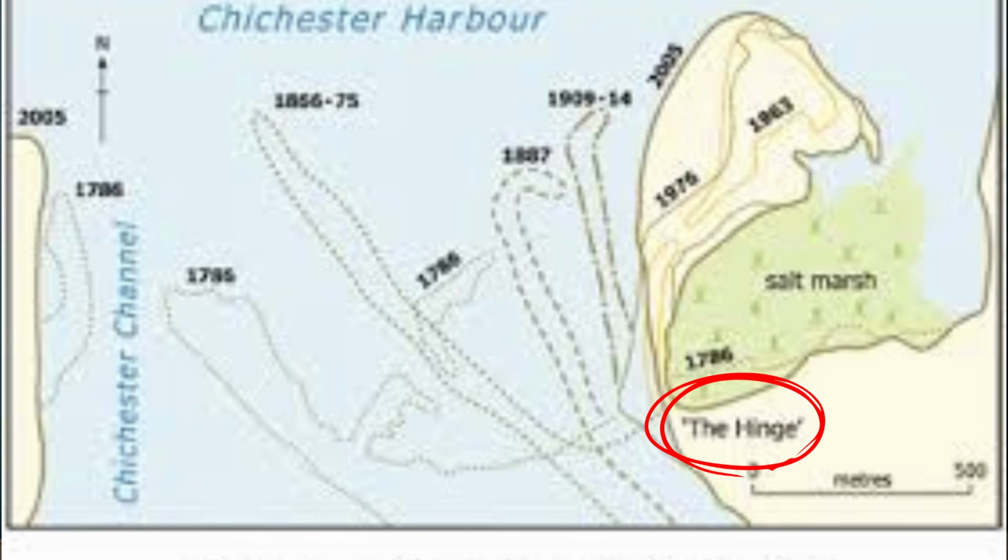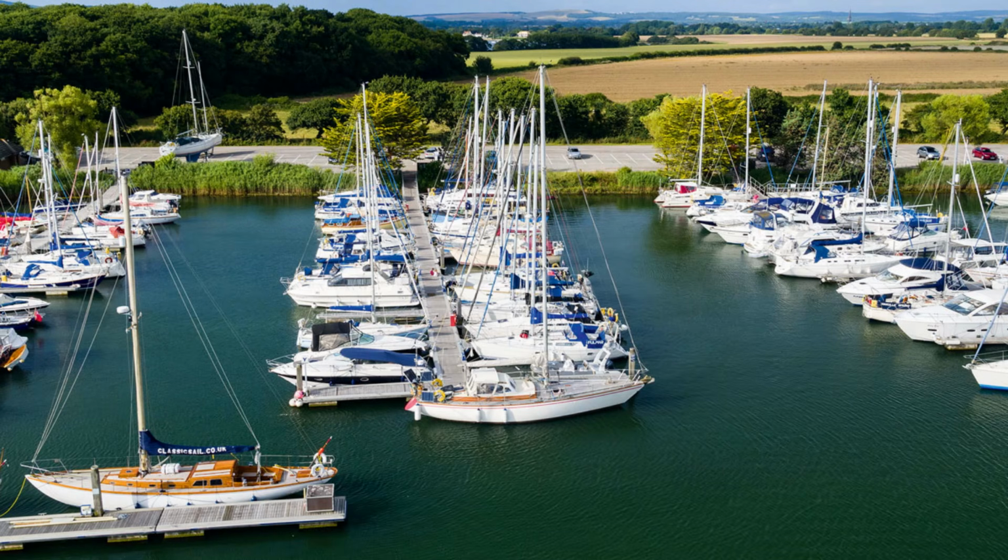So the weak point is this area called the hinge, around which it rotates. If the sea breaches that very narrow neck, East Head effectively becomes an island rather than a spit. And this would change the tidal currents in the harbour, threatening multi-million-pound yachts and thousands of homes within the village.